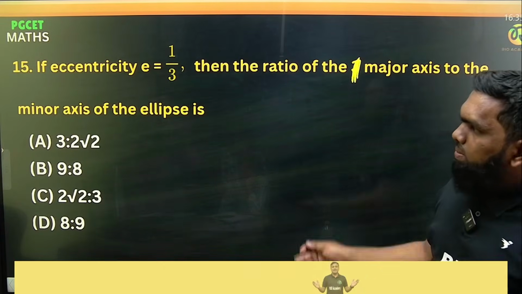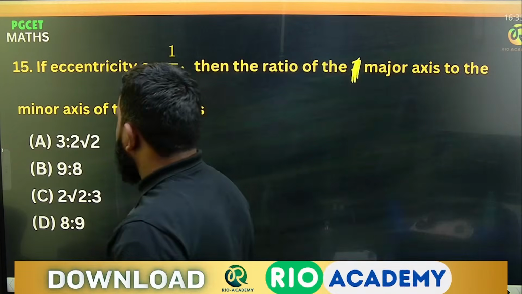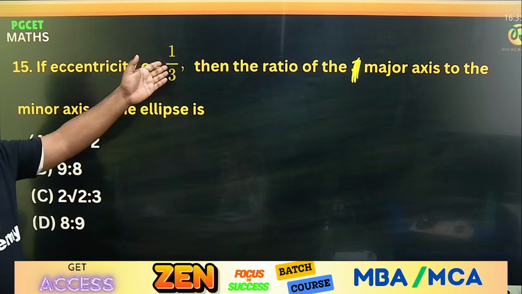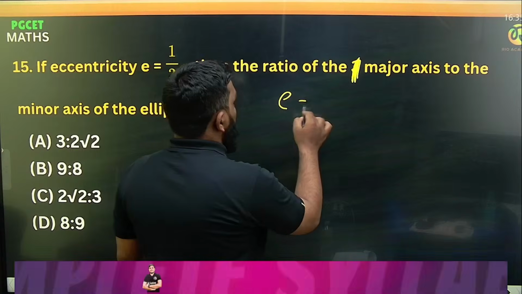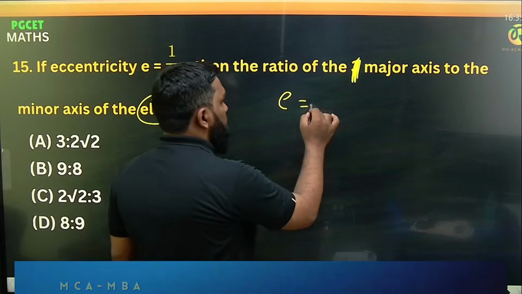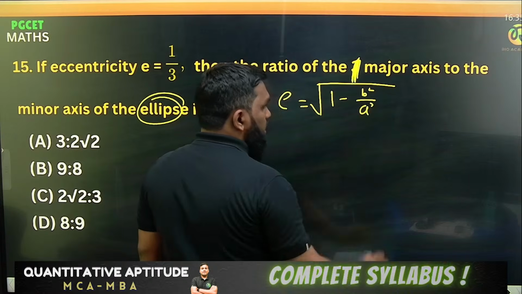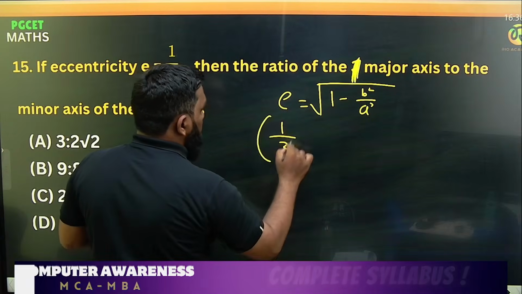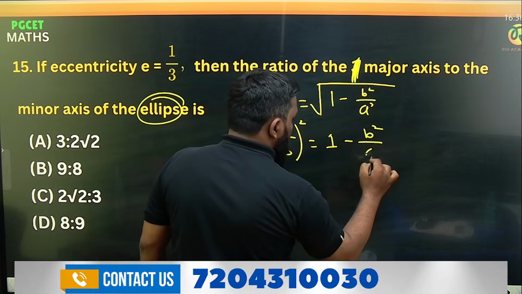Can anyone tell me what will be the answer? Ratio: major axis is 2a and minor axis is 2b. Eccentricity, that is b by a, is easy. What is the eccentricity formula for an ellipse? e is equal to root of 1 minus b square divided by a square. Eccentricity is 1 by 3. Taking the square root across, e square is equal to 1 minus b square by a square.